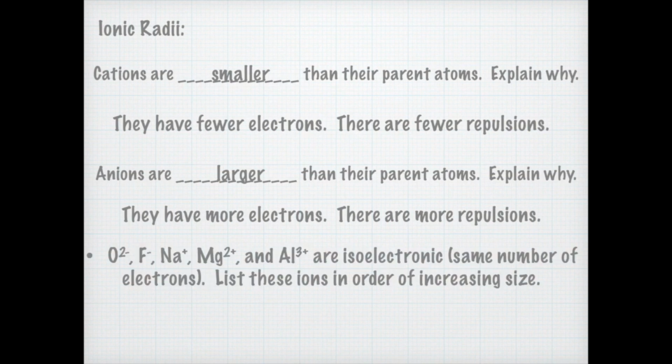If you look at the oxide ion, fluoride ion, sodium ion, the magnesium ion, and the aluminum ion that I've given you, it says that they're isoelectronic, meaning you have the same number of electrons. So it wants us to list these in order of increasing size. Well, aluminum has the most protons, therefore it has the largest effective nuclear charge. And since they all have the same number of electrons, aluminum is going to be the smallest, followed by magnesium, followed by sodium, followed by fluorine, which is much bigger, the fluoride ion, followed by oxide.